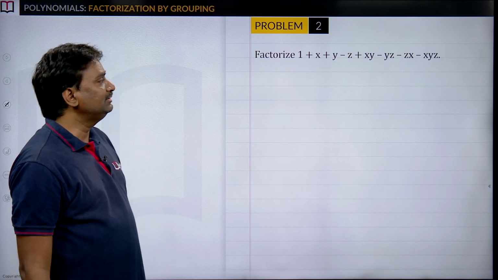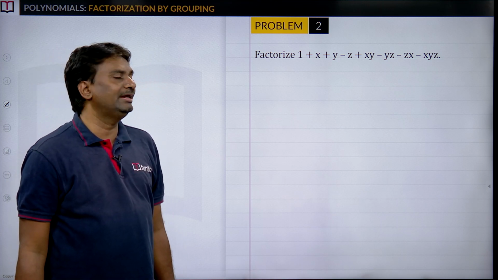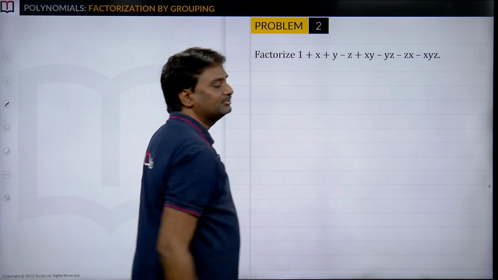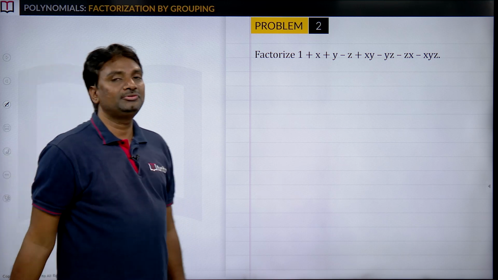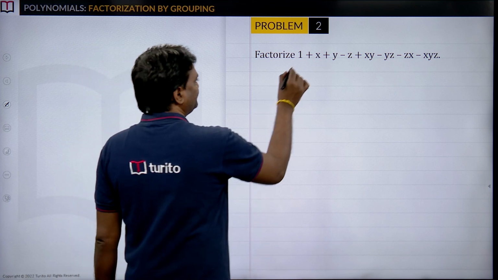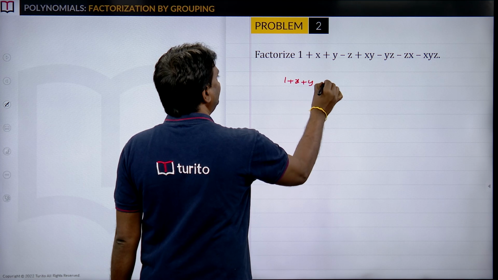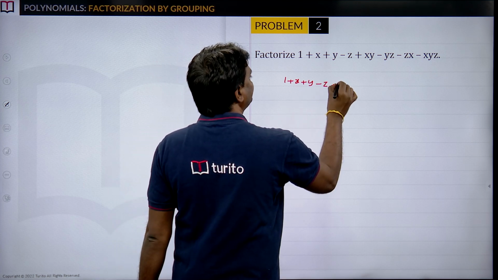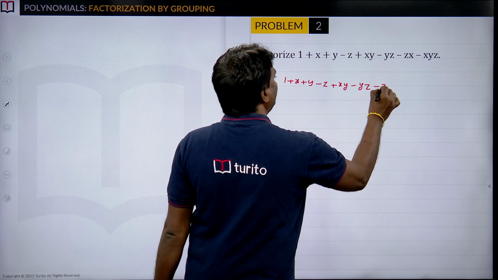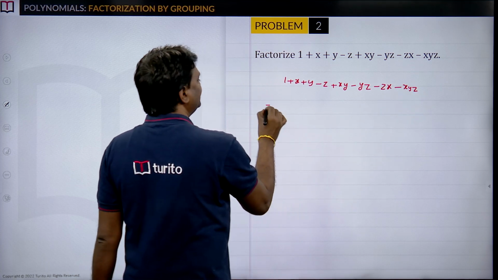Factorize 1 plus x plus y minus z plus xy minus yz minus zx minus xyz. So, 1, 2, 3, 4, 5, 6, 7, 8 terms are there, but all these 8 terms do not have a term in common. So, that is why we have to regroup the terms. Here we have 1 plus x plus y minus z plus xy minus yz minus zx minus xyz.